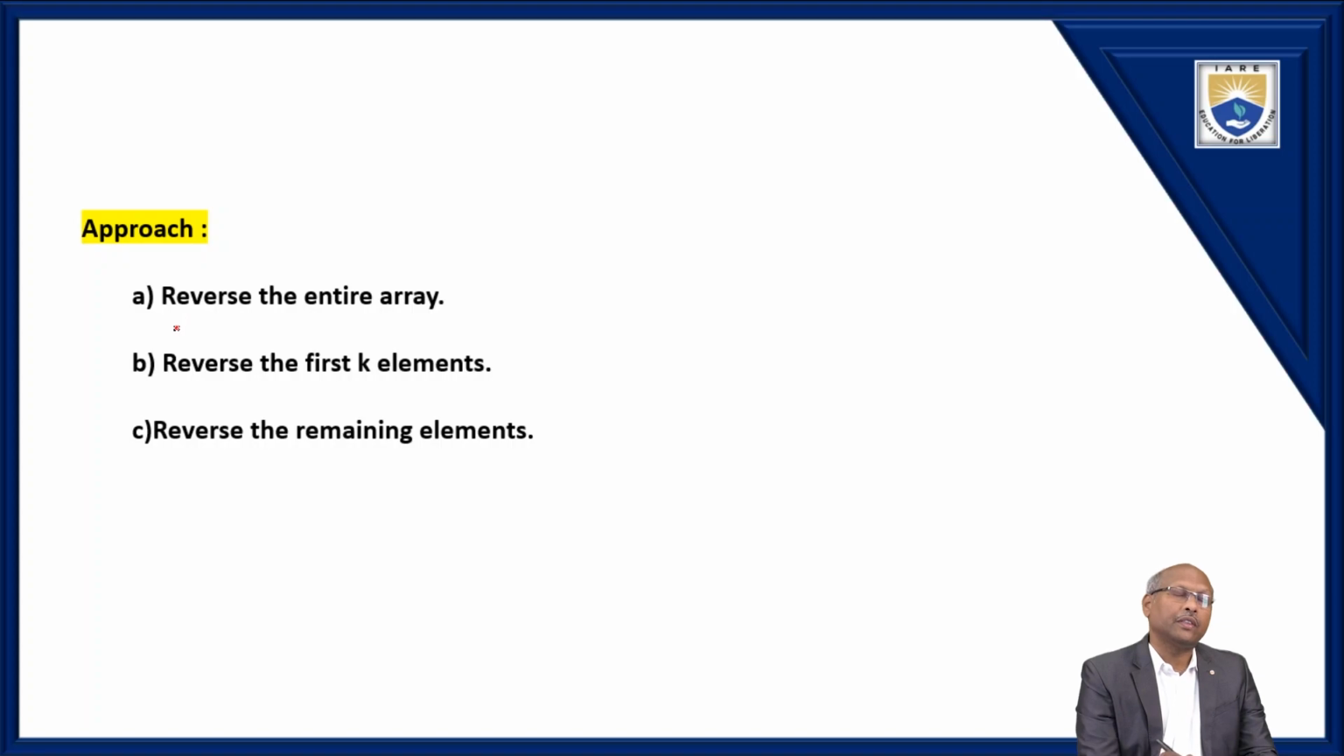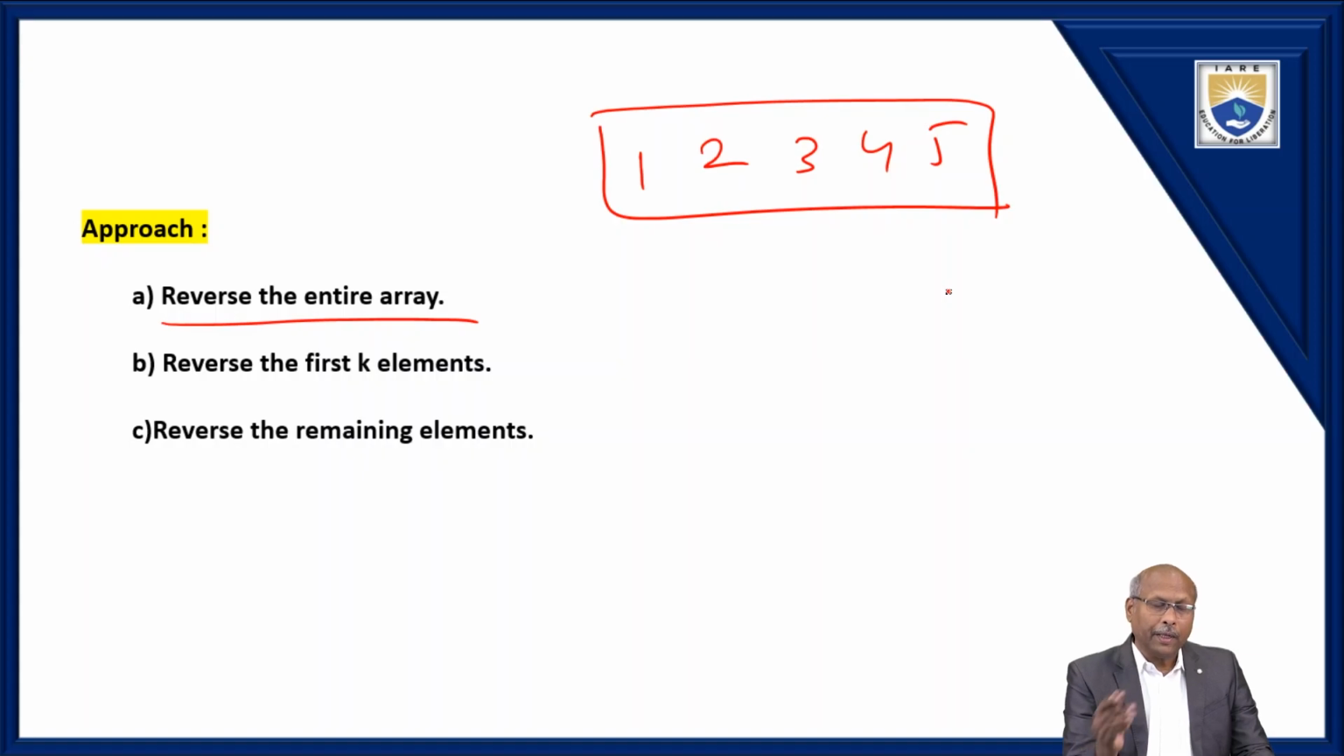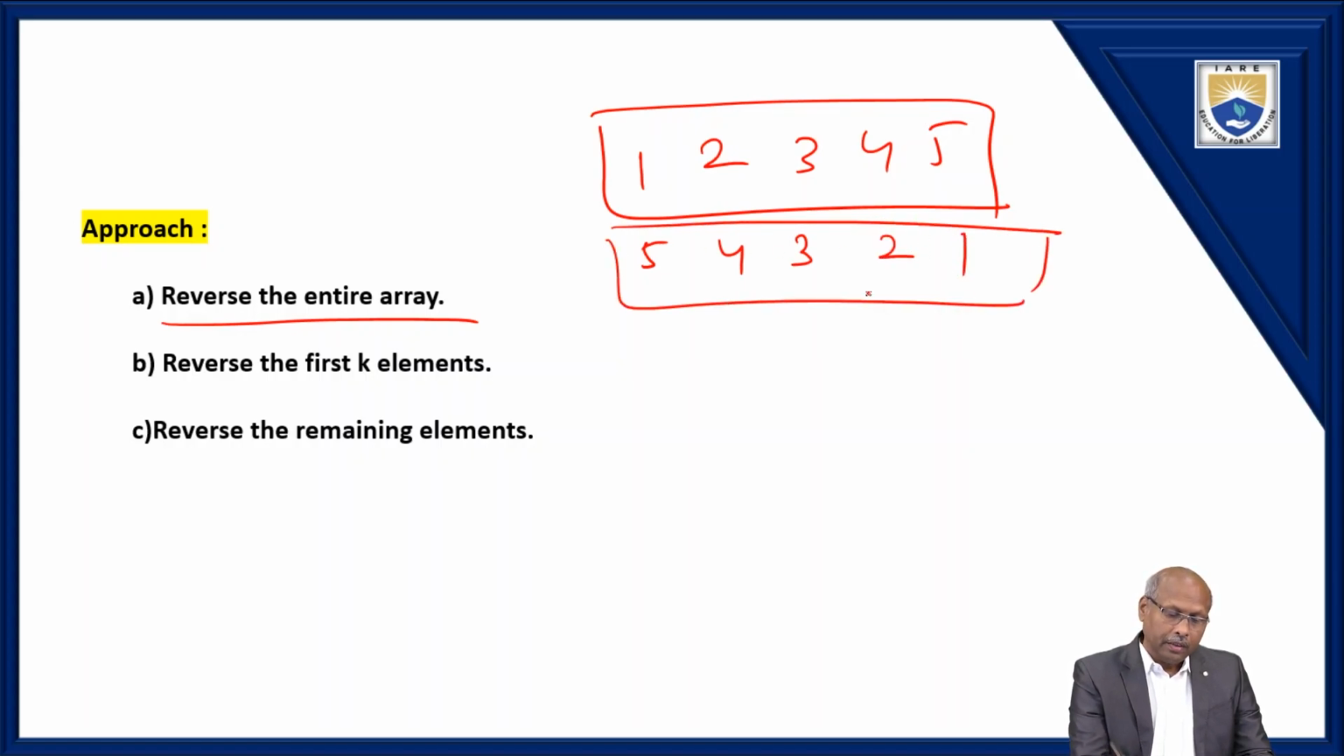First, the simple approach you will follow: first, reverse the array. Originally I have 1, 2, 3, 4, 5. If I reverse it, I will get 5, 4, 3, 2, 1. So after reversing, I am getting this.